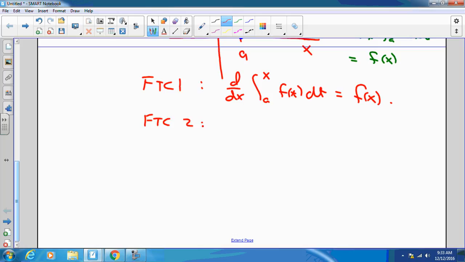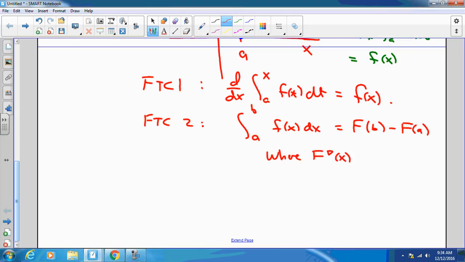FTC2 is going to turn that around. And it's going to say, well, all right, how do I actually evaluate these accumulator functions? If, for example, I integrate from a to b some function f, what do I get? And the answer is, I get F of b minus F of a, where capital F is an antiderivative of little f.